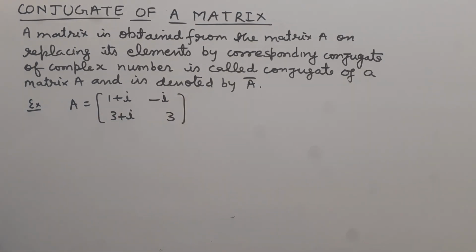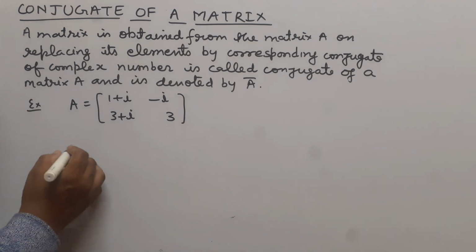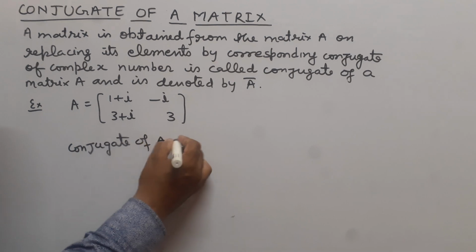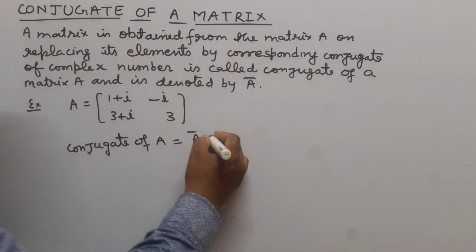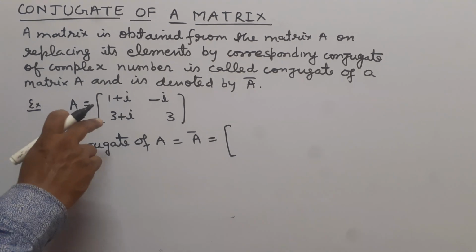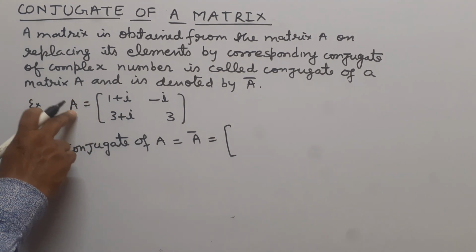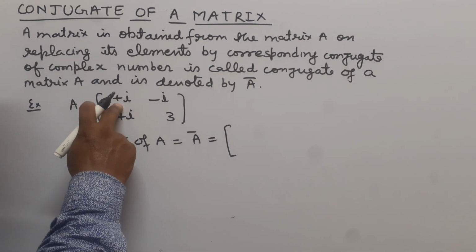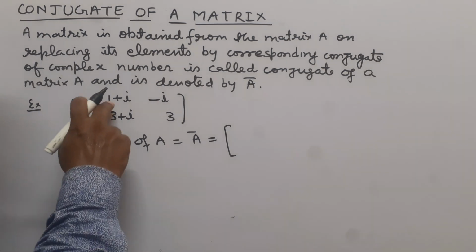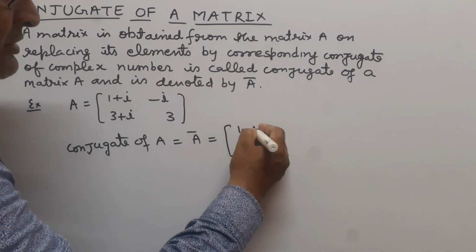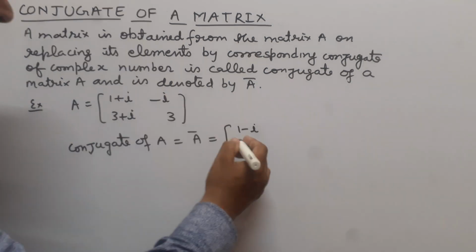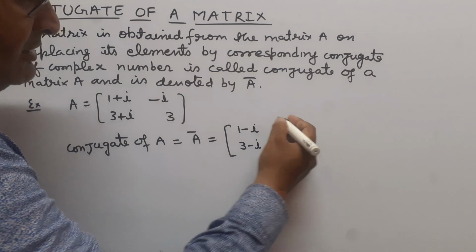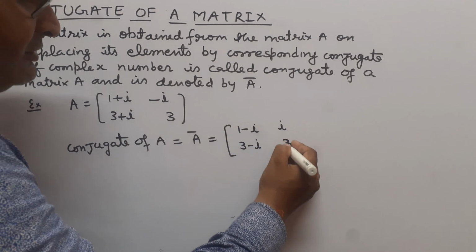Now we find the conjugate of the matrix A. This is the conjugate of A, denoted by A bar. A bar can be found from the matrix A by replacing its elements by conjugate complex numbers. So the conjugate of 1 plus i is 1 minus i, conjugate of 3 plus i is 3 minus i, conjugate of minus i is i, and conjugate of 3 is 3.